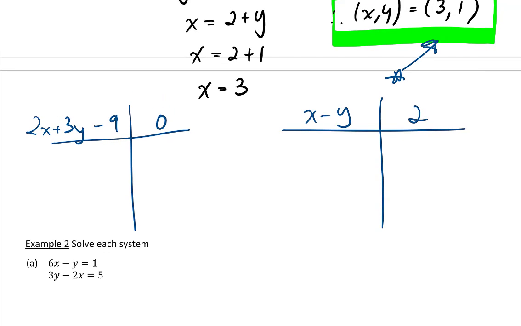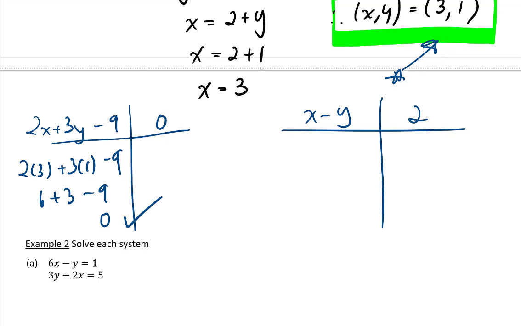So let's put in our x value. We get 2 times 3 plus 3 times 1 minus 9. Using order of operations, I get 6 plus 3 minus 9, which equals 0. Perfect. The next one, I'm going to do x minus y, 3 minus 1, which is 2, and we verified that this is correct. So whenever you solve a problem using substitution, it's always a good idea to check your work.